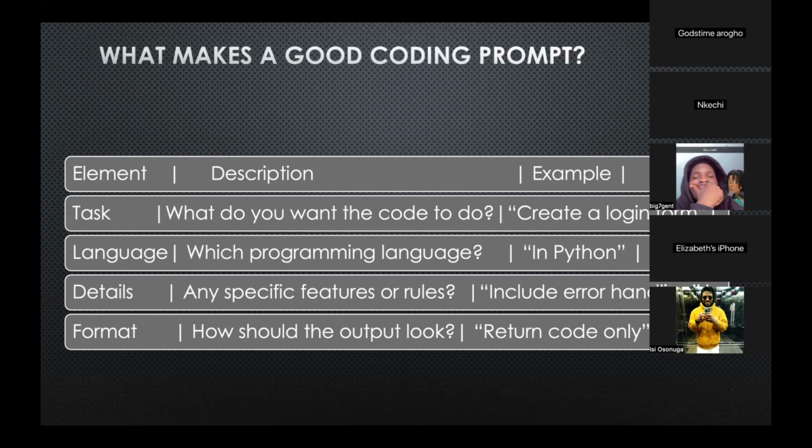For example, create a login form. Now the task here is to create a login form. You should always have a task, because that's why I always say always have an idea of what you want to do and a target. Then when you identify your task, you should then choose the programming language you want to code in, or you want the AI to code in.